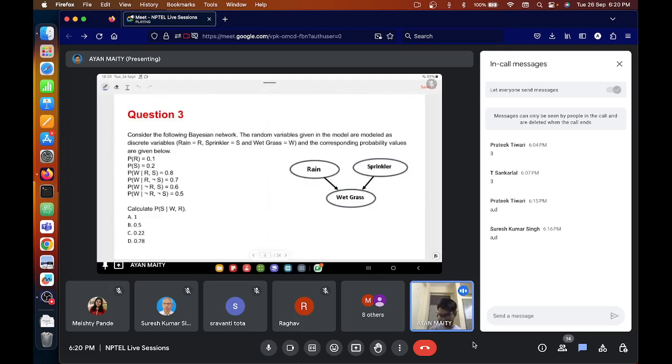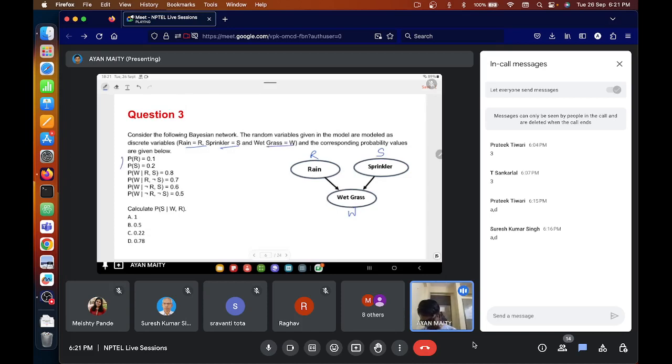So now question 3. Let's consider the following Bayesian network. A small network is given. R stands for rain, S stands for sprinkler, and W stands for wet grass. These are the three variables that are used here.